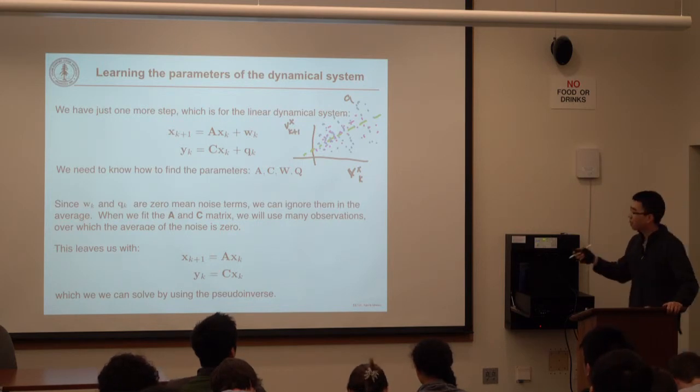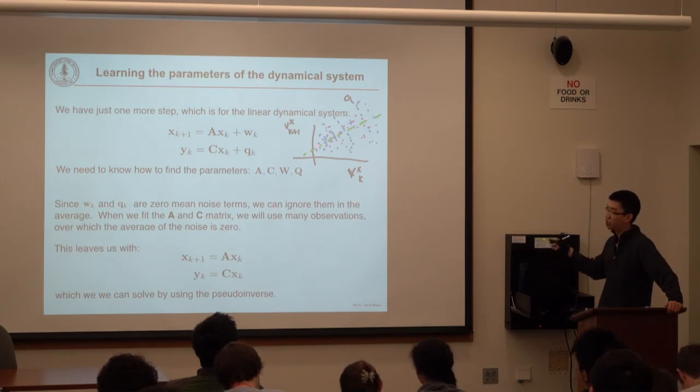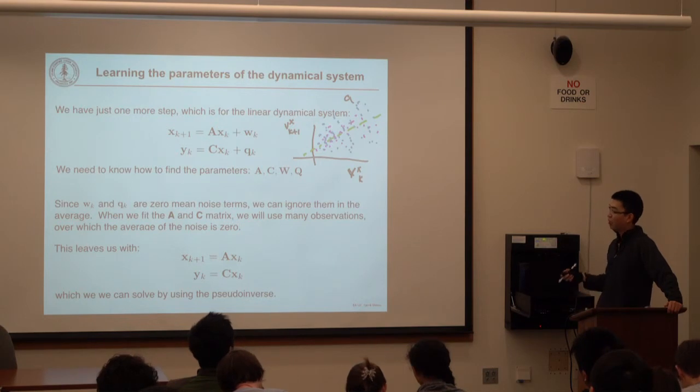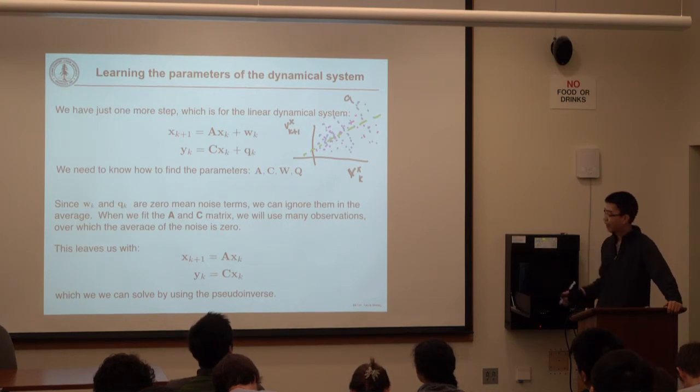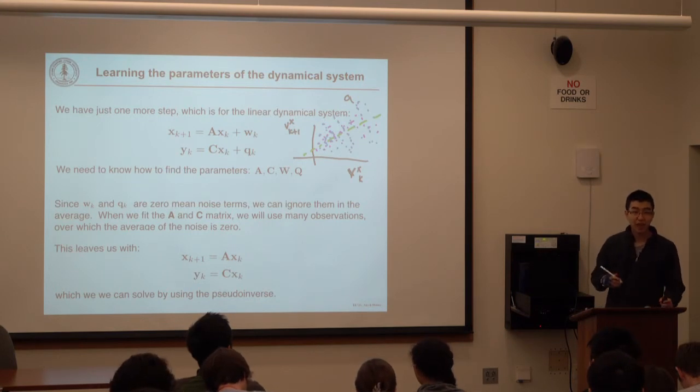All right. So because these WKs and these QKs are zero mean noise terms, they actually don't affect this regression at all. And so what we can do is throw away these Ws and these Qs for fitting just A and C. And that leaves us with these two equations. And we know how to solve this using our techniques from the optimal linear estimator.